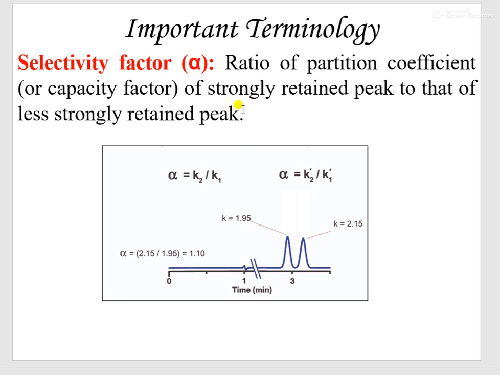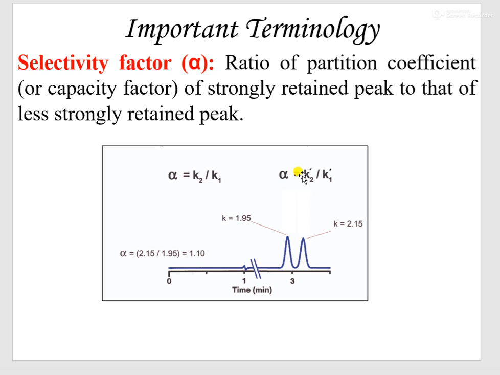Another important terminology is selectivity factor, that is alpha. Alpha is given by ratio of partition coefficient or capacity factor of strongly retained peak to that of the less strongly retained peak. So alpha can be calculated by two formula. One, you can take a ratio of partition coefficient of two peaks, and another is you can take a ratio of capacity factor of two peaks.